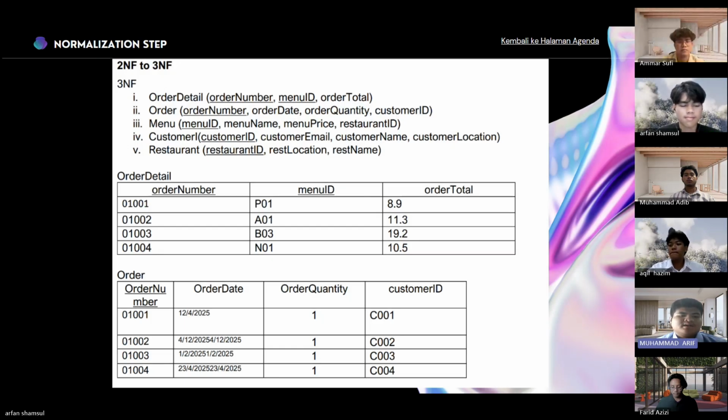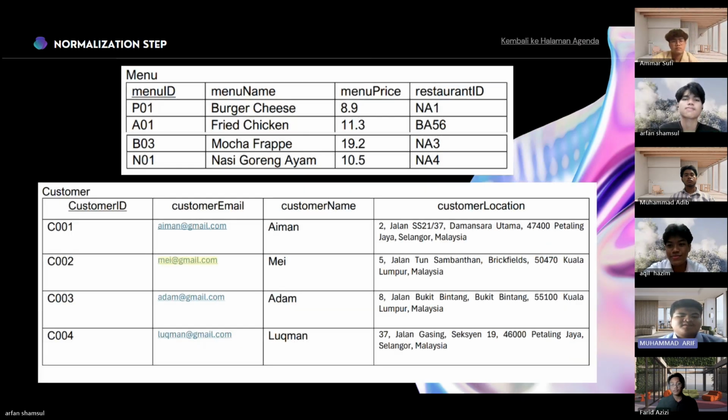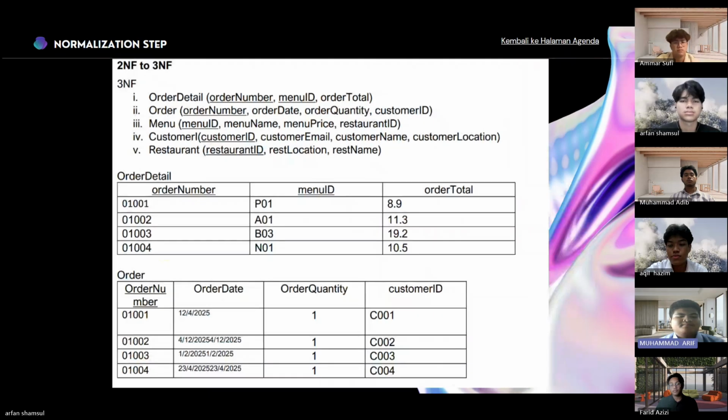The orders table shows order number, order date, quantity, and customer ID. The menu table stores menu ID, menu name, price, and restaurant ID. And the customer table stores customer ID, email, name, and location. And the last one is restaurant. The restaurant table keeps restaurant ID, location, and name. This way, each table only includes data that depends on the main key of that table. We avoid repeating info, reduce errors, and make our data cleaner and easy to update.